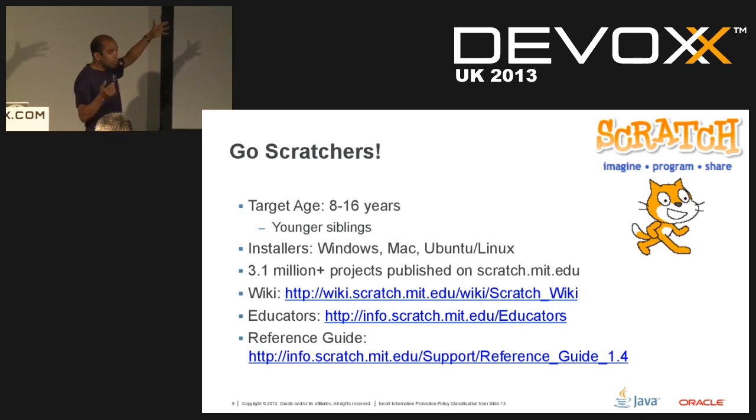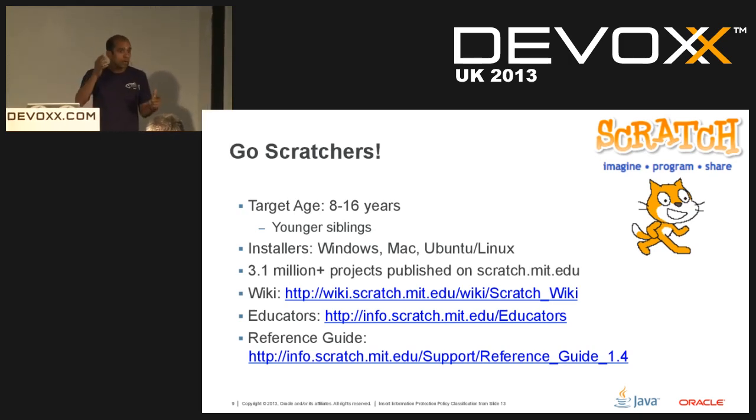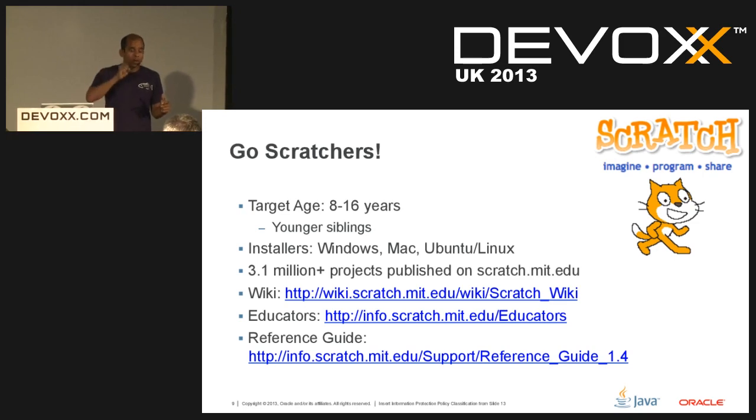The target age, although they say 8 to 16 years, most of the time if you have an elder kid, the younger siblings just tag along, and they pick up skills really fast.